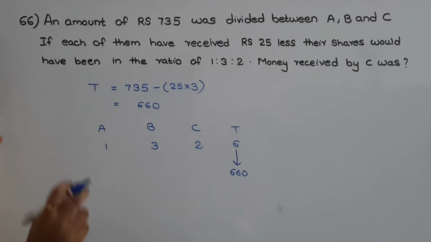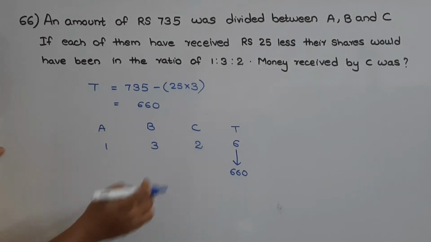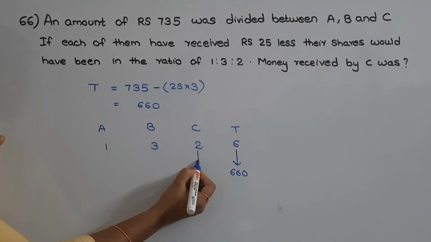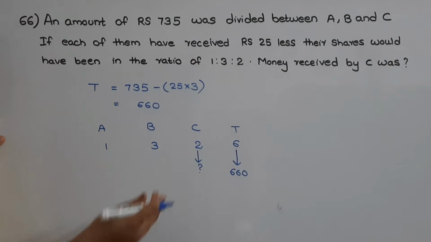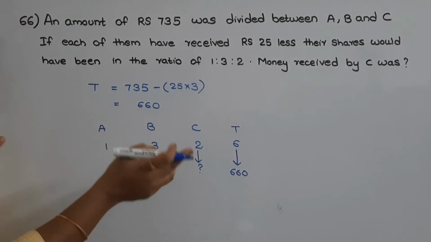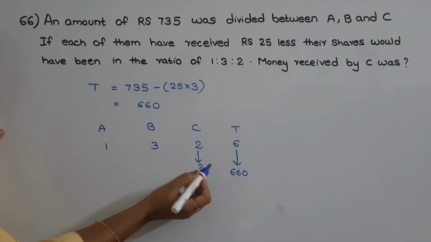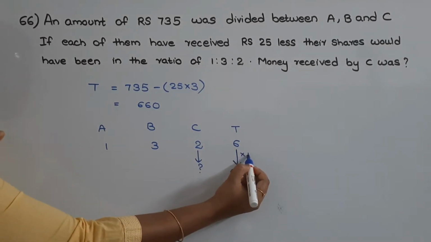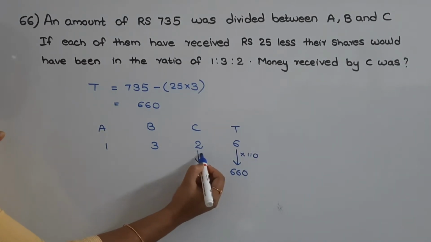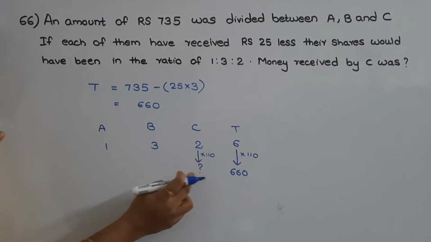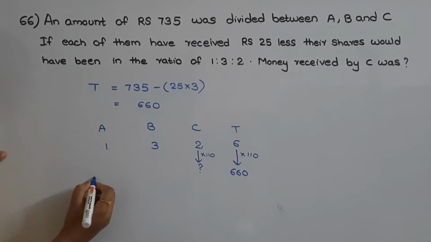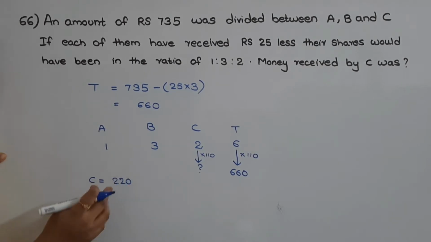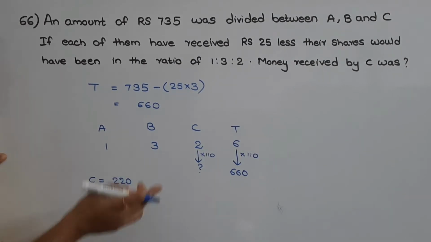So let us first find out the money received by C if he had received 25 less. If we find the value of this 2, we can find the money received by C. We can find this by cross multiplying: 6 into 110 is 660, so if you multiply this 2 also by 110, we will get this value. So the money received by C will be 2 into 110, that is 220. This is the share of C when he had received 25 less.